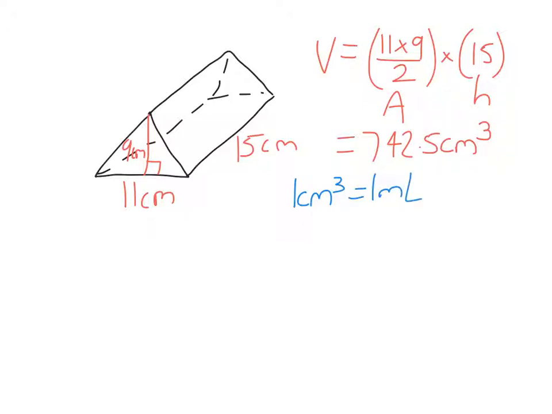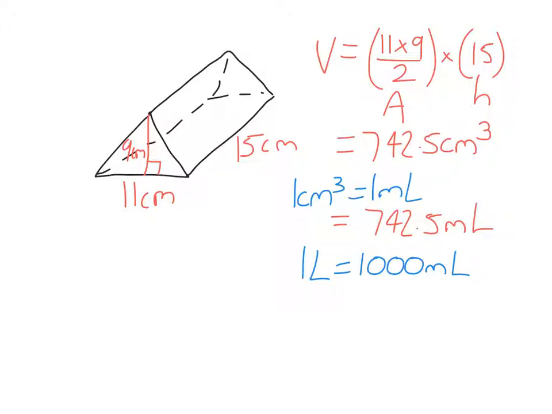So if I made a container in the shape of this triangular prism with these dimensions, it could hold 742.5 centimeters cubed, or 742.5 milliliters. Another conversion you need to know, you probably already know, is 1 liter is 1,000 milliliters.